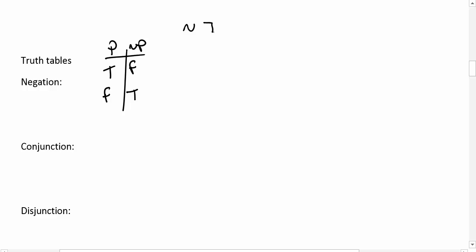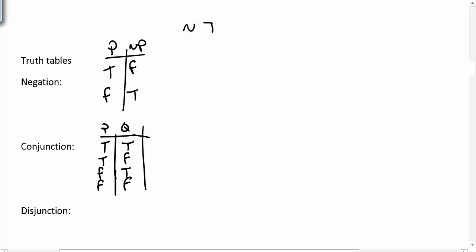Okay, a conjunction. A conjunction is when we link together two statements, so we form a compound statement from two givens. So in this case, we have a P and we have a Q. Okay, and I'm going to make a list of all the possible combinations of P and Q there are. So both P and Q could be true, P could be true and Q false, P could be false and Q true, and P could be false and Q false.